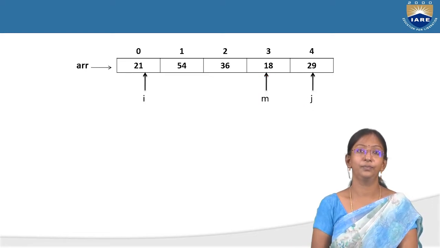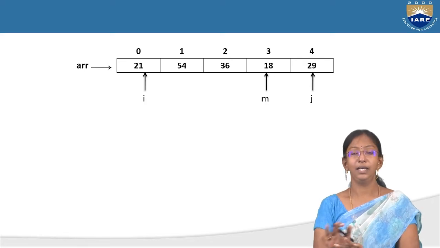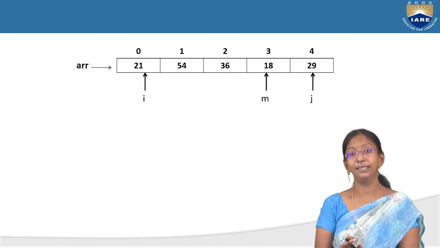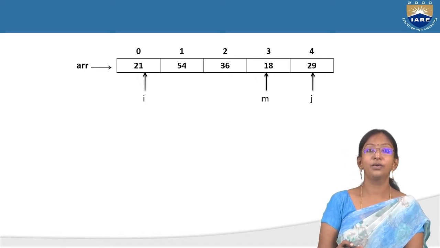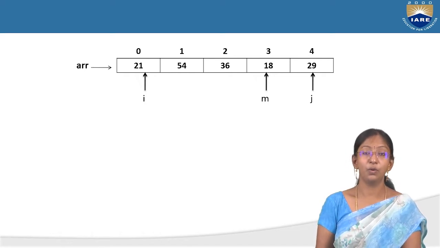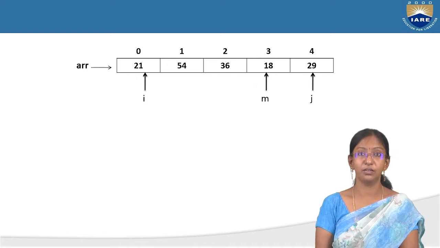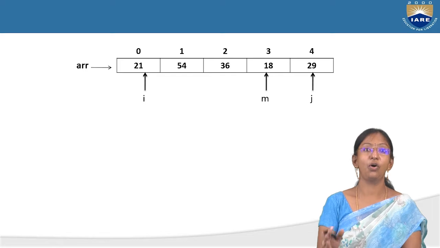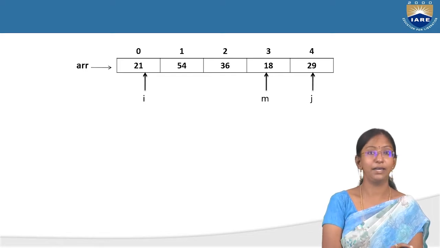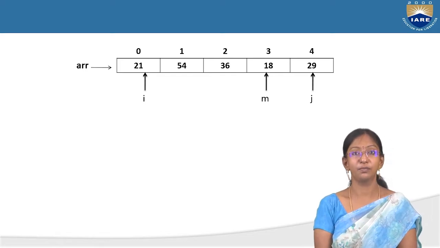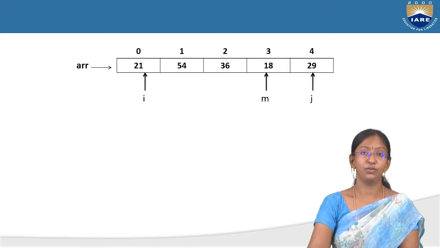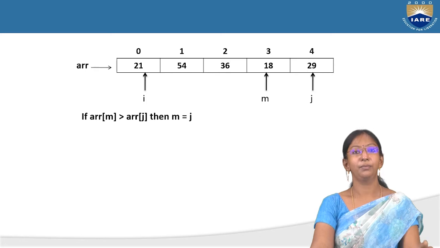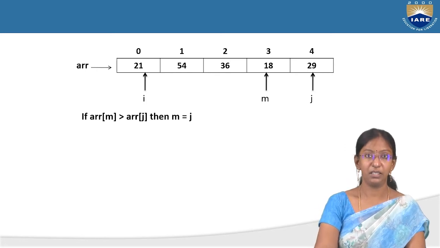Have a look. Again, do the comparisons. You have to do these comparisons until j crosses its boundary. Once j crosses its boundary, that is the end of that particular iteration. If j crosses its boundary, it is the end of the first iteration. So compare the elements pointed by m and j respectively.